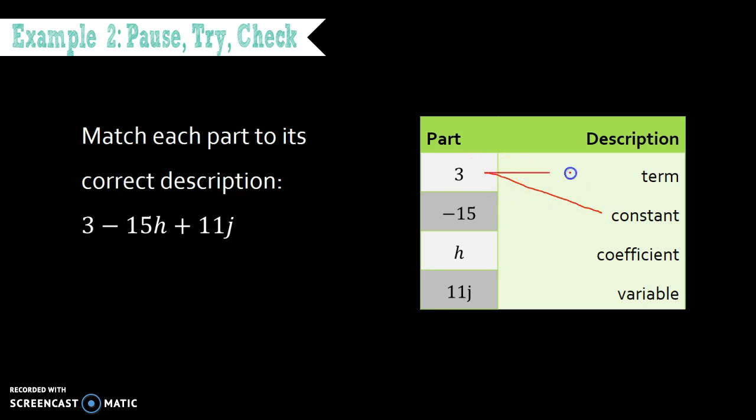It's also a term. We could actually go ahead and make it both. Negative 15 is attached to the variable h. That makes it a coefficient. H is a variable because it's a letter of the alphabet. And then that last part, 11j, is going to be a term.